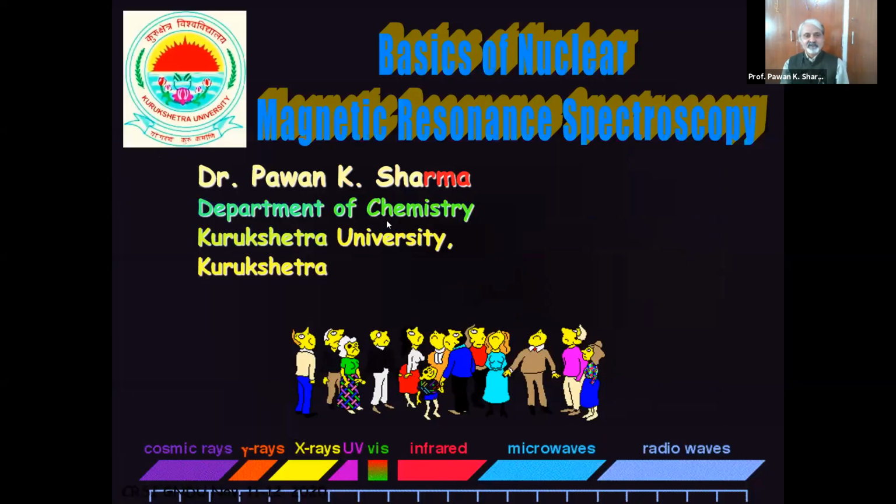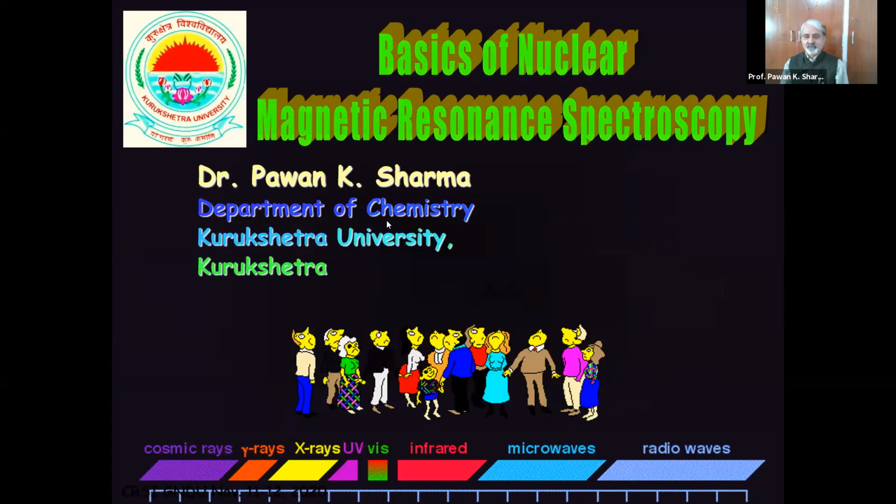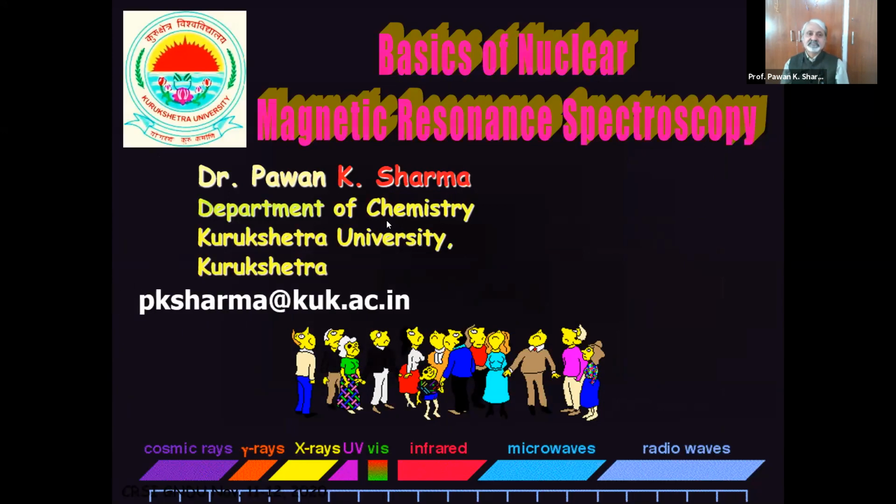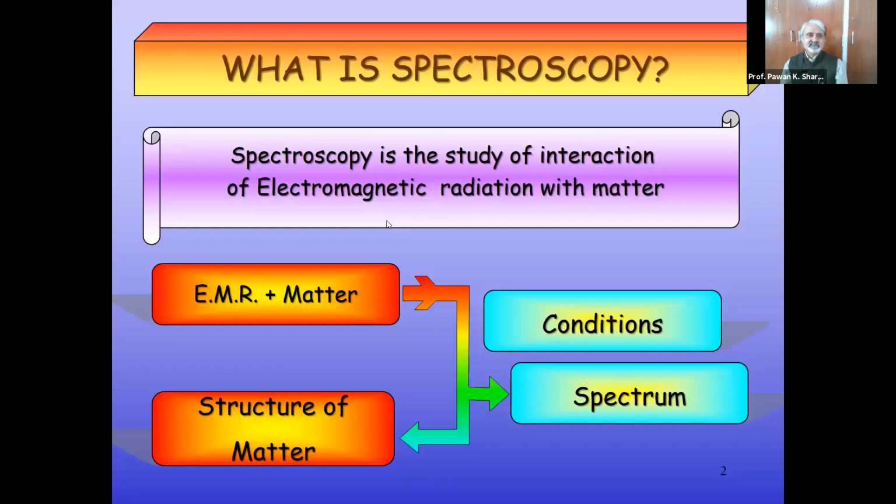So, basics of nuclear magnetic resonance spectroscopy. That means it's a spectroscopic technique. So what is spectroscopy? We all know what spectroscopy is. Basically it's a branch of science which deals with the interaction of electromagnetic radiation with matter, right? And when we say electromagnetic radiation with matter, what do we mean by that? We mean that we take an electromagnetic radiation and we interact with the matter.